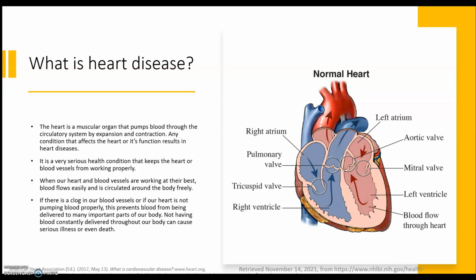When our heart and blood vessels are working at their best, blood flows easily and is circulated around the body freely. If there is a clog in our blood vessels, or if our heart is not pumping blood properly, this prevents blood from being delivered to many important parts of our body. Not having blood constantly delivered throughout our body can cause serious illness or even death. The medical term for heart disease is cardiovascular disease, and the words are used interchangeably.